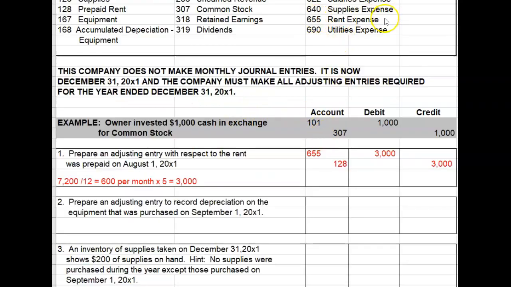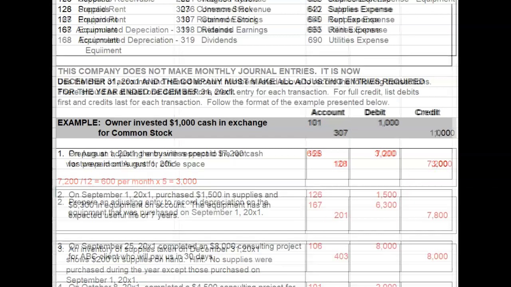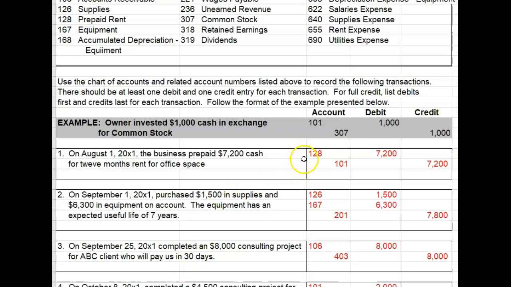Debit rent expense, account 655 for $3,000. And credit prepaid rent, account 128 for $3,000. Remember the original transaction. You had debited prepaid rent. Now 5 of the 12 months has expired, so we have to credit prepaid rent for $3,000, the 5 months worth of rent.